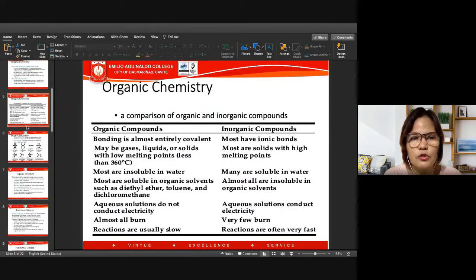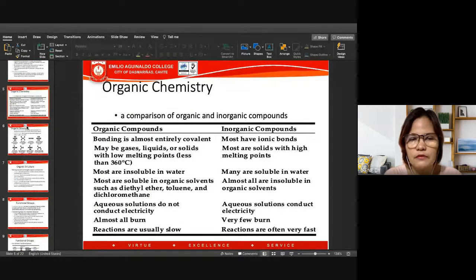So here we have to compare. Andito naman pala. So in terms of bonding, covalent ang organic. Most, lagi na sabi most, ionic. So pagdating naman sa melting point, ang gases, liquids, or solids ay mababa ang kanilang melting point. Pero ang inorganic ay mataas ang kanilang melting point. So organic are insoluble in water.